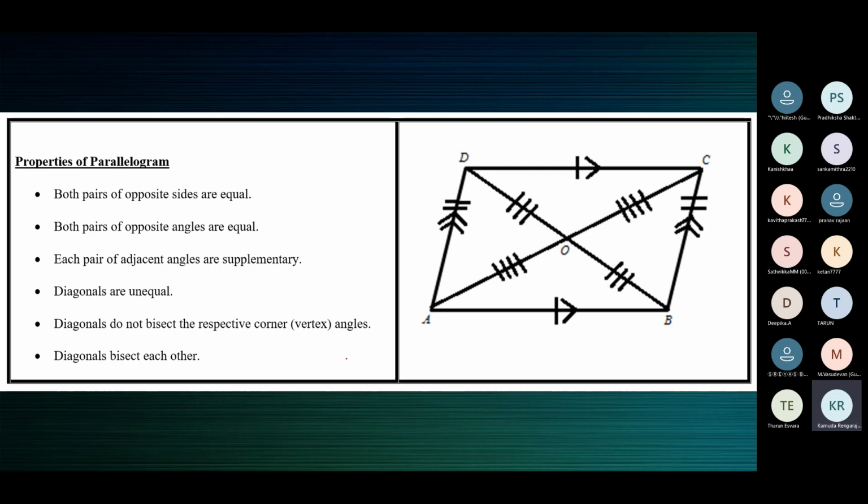Look at the diagonal AC. It cuts the other diagonal BD. It bisects the other diagonal BD at O. Similarly, BD bisects AC at O. That's what is, diagonals bisect each other. They cut each other equally, here at O.